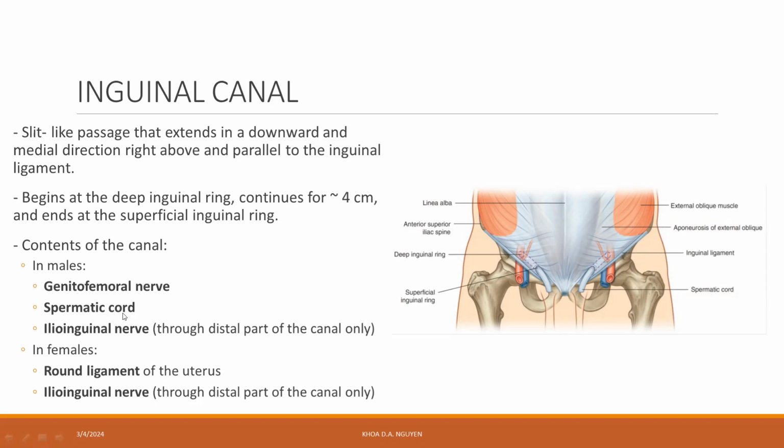All right. Now, in the female, the inguinal canal is much less important because there's only the round ligament of the uterus, as well as the ilioinguinal nerve through the distal part of the canal only. Those two are the two structures that traverse the canal in the female. Much less important than in the male, that's for sure.